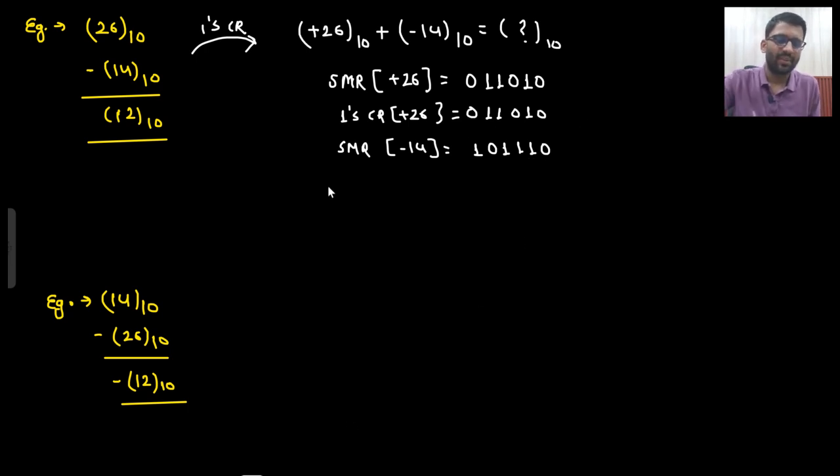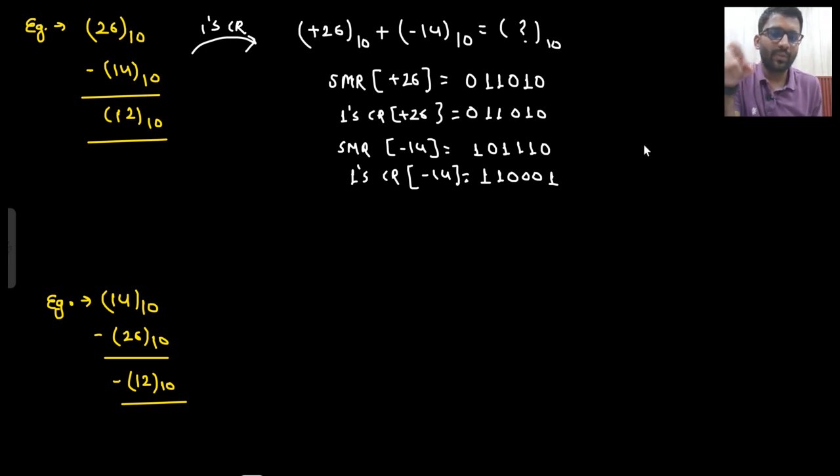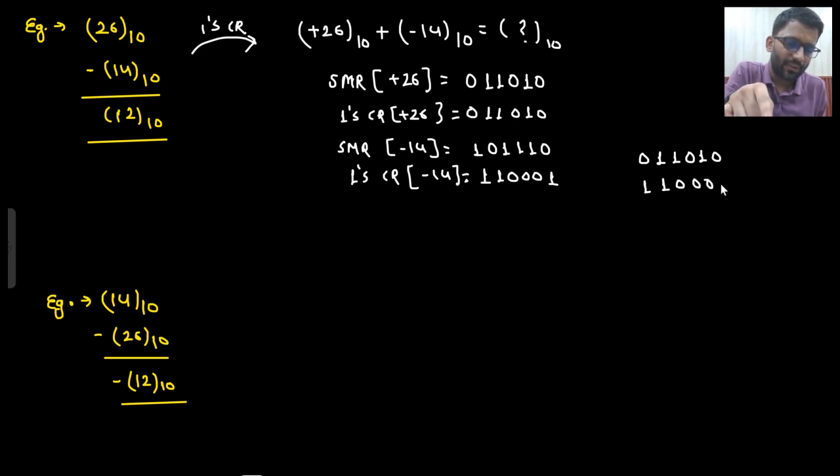So equal bits I will keep. Now, what will be the 1's complement representation? The 1's complement representation of minus 14 would be: sign bit as it is, rest all inverted. Now you have the 1's complement of 26, that is this, and you have the 1's complement of minus 14.